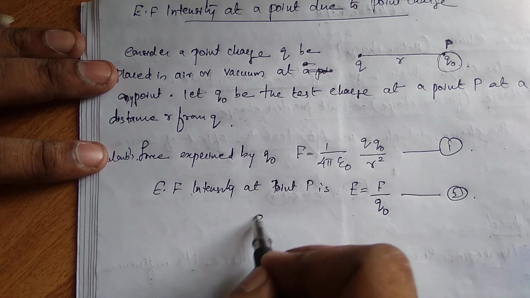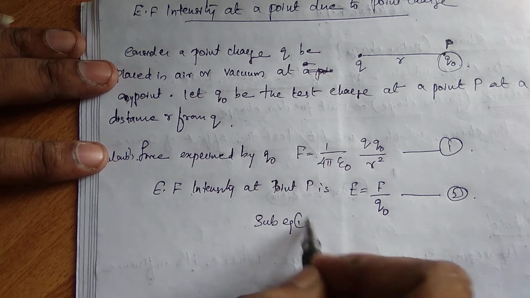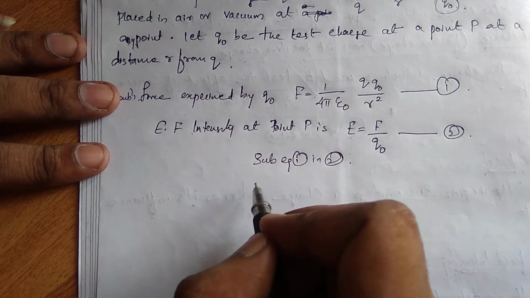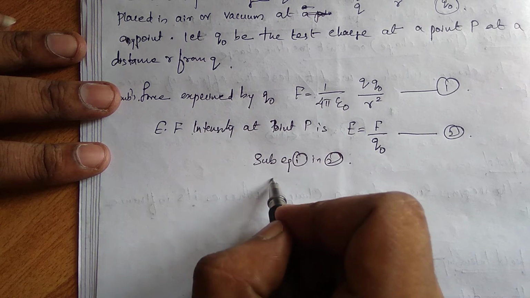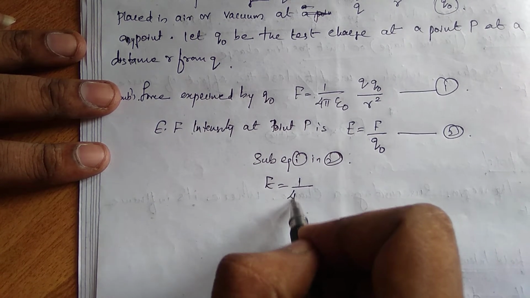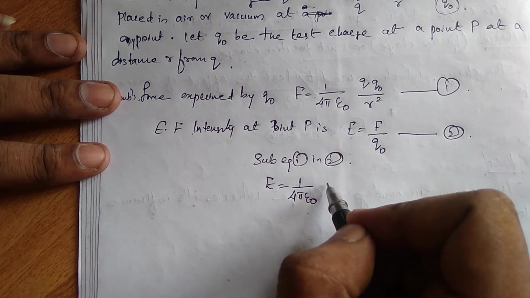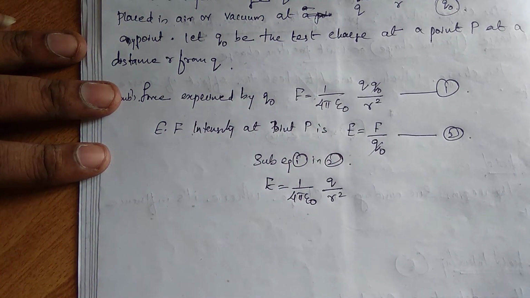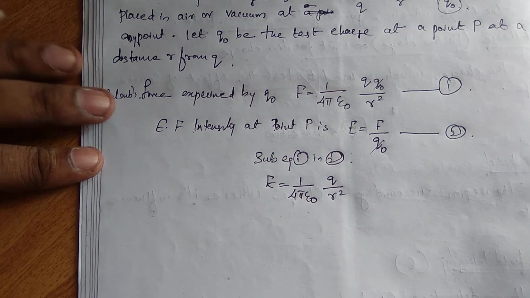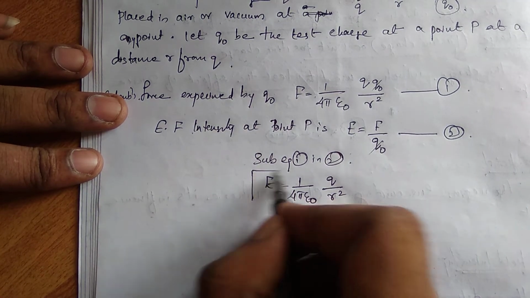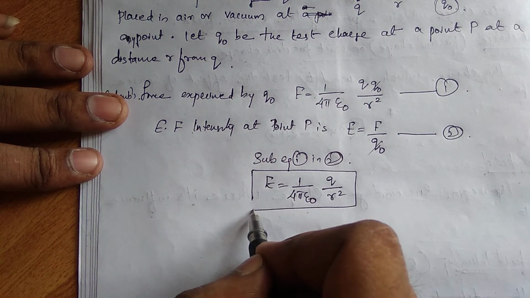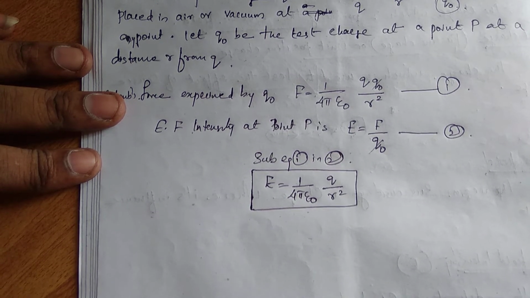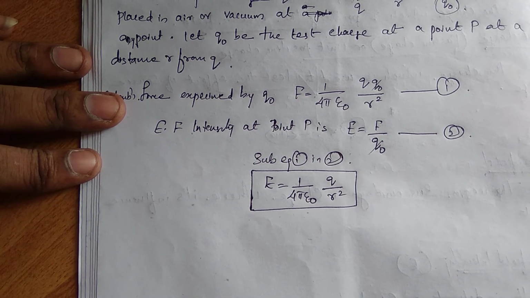Then substitute equation 1 in equation 2. What will be the result? Q0 cancels. Then we get E equal to 1 by 4 pi epsilon 0 Q by R square. This is the equation for electric field intensity at a point due to a point charge.